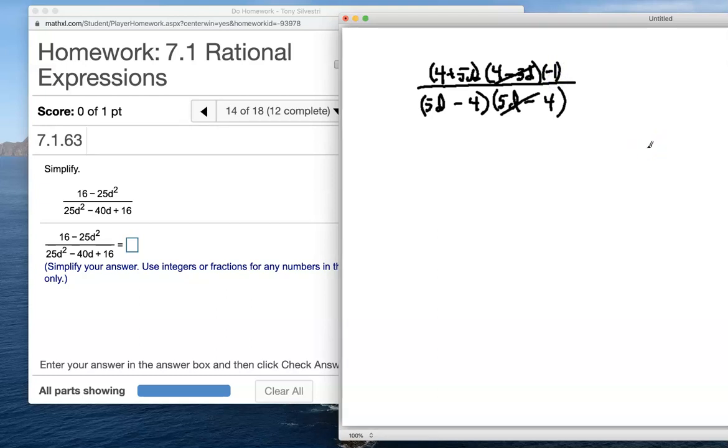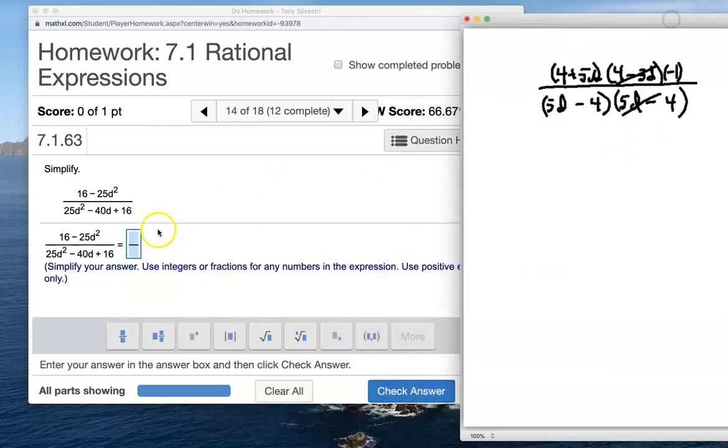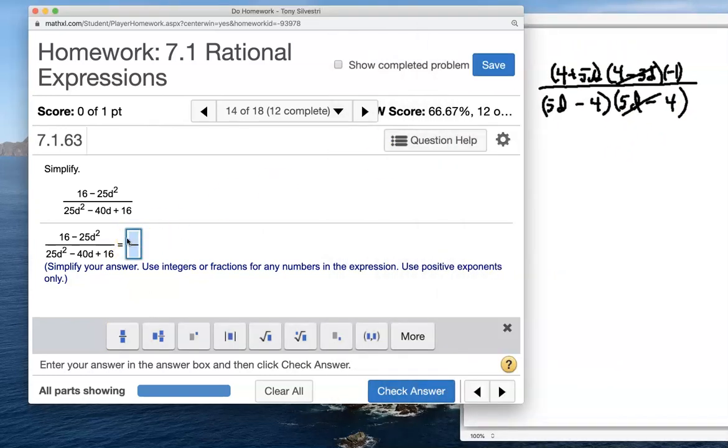Nothing else cancels. So what I'm going to enter is minus 1 times this bundle. Okay, so what I'm going to do is say minus 1 times that bundle is the same thing as saying minus bundle 4 plus 5d.